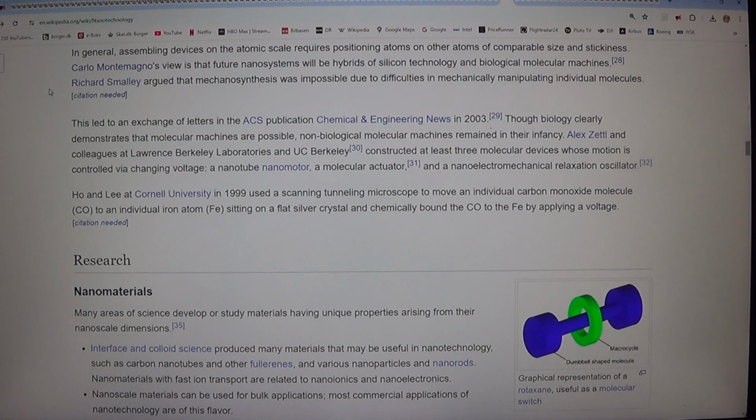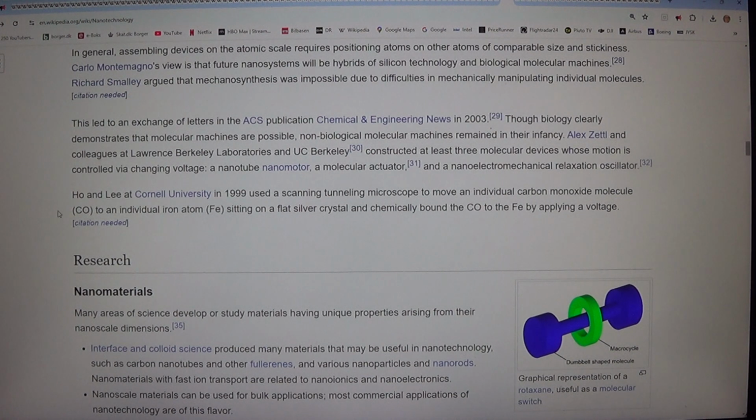Carlo Montemagno's view is that future nanosystems will be hybrids of silicon technology and biological molecular machines. Richard Smalley argued that mechanosynthesis was impossible due to difficulties in mechanically manipulating individual molecules. This led to an exchange of letters in the ACS publication Chemical and Engineering News in 2003. Though biology clearly demonstrates that molecular machines are possible, non-biological molecular machines remain in their infancy.